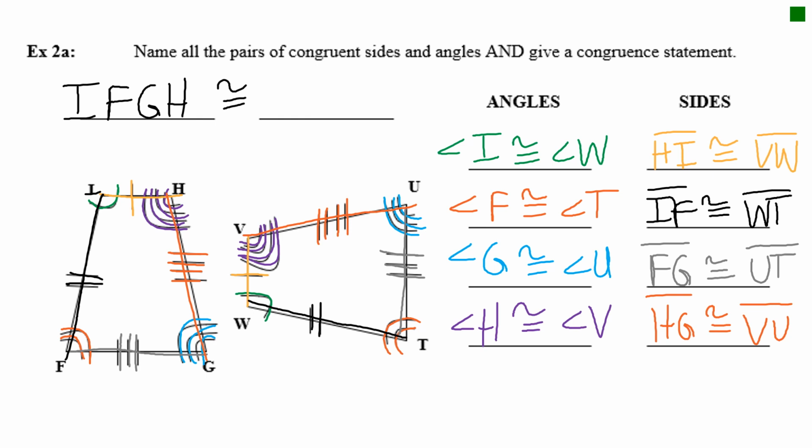So we went with I first. I had 1 arc, so I was congruent to W. Then we went with F, which was congruent to T. Then with G, which was congruent to U. And finally H, which was congruent to V. Okay. So we gave the 4 pairs of congruent angles, the 4 pairs of congruent sides, and we gave a congruent statement, which basically declared that the figure to the left, IFGH, was congruent to the figure on the right, WTUV, which means they are the same shape and the same size.